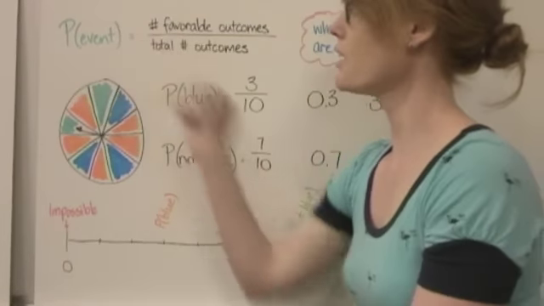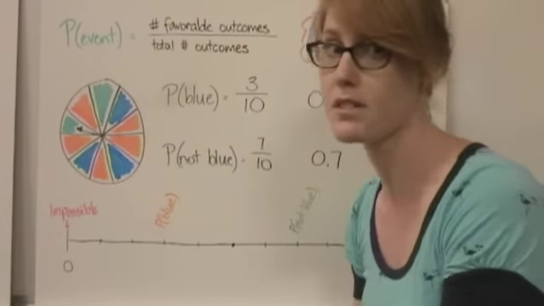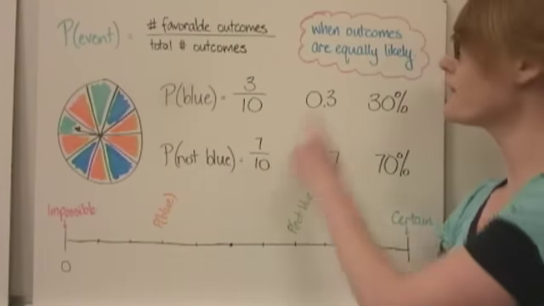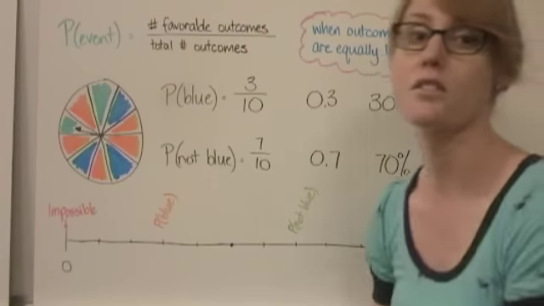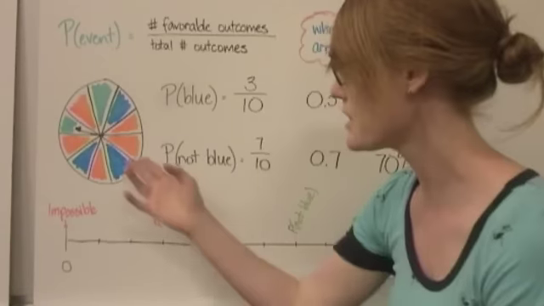So the probability of an event is equal to the number of favorable outcomes over the total number of outcomes. And this really pertains to problems where outcomes are equally likely. And here's an example of that.